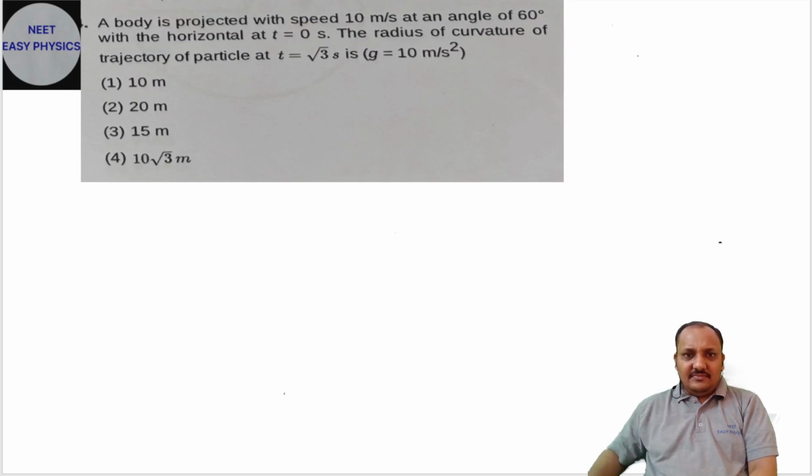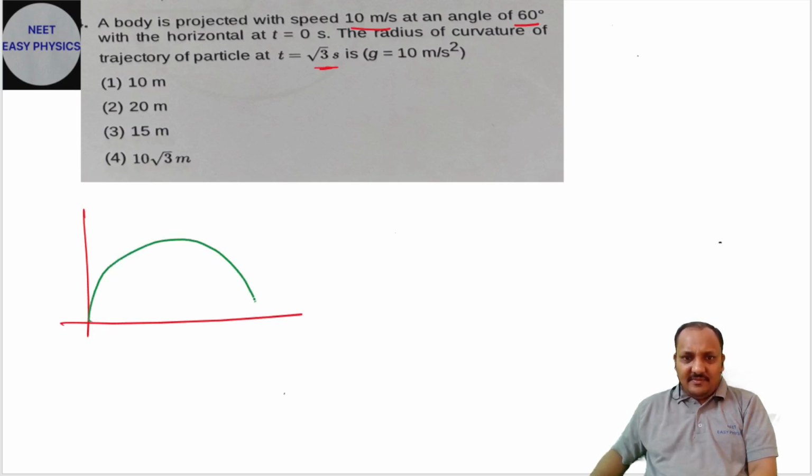This is the next question. The body is projected with speed 10 meter per second at an angle 60 degrees with the horizontal. The radius of curvature of trajectory of the particle at root 3 seconds. So first you should come to know, during this projectile, after root 3 seconds, where the object will be. Let us assume the object is at maximum height. At maximum height, what is the velocity? U cos theta. So here they are asking the radius of curvature.